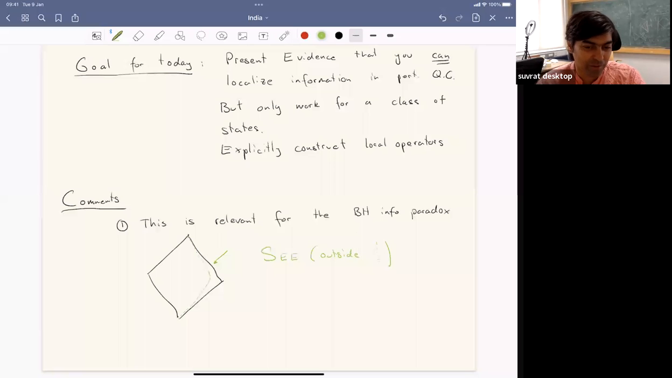So the entanglement entropy is a very fine-grained quantity. If you want to define an entanglement entropy of the thing outside the dashed line, then a perturbative construction of local operators would not be enough, right? You would need explicitly some non-perturbative splitting.